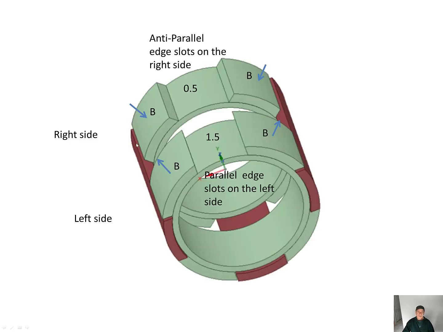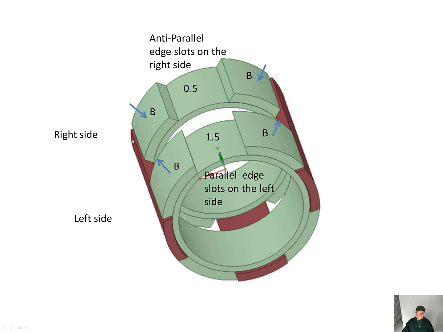So in summary, this is the right side where the B field goes inwards through the teeth. This is parallel teeth and anti-parallel slots. The B field on the left side goes up to the outer core on anti-parallel teeth, and we have parallel slots edges. So the induction is 1.5 on the parallel slots, and induction is 0.5 on anti-parallel slots.